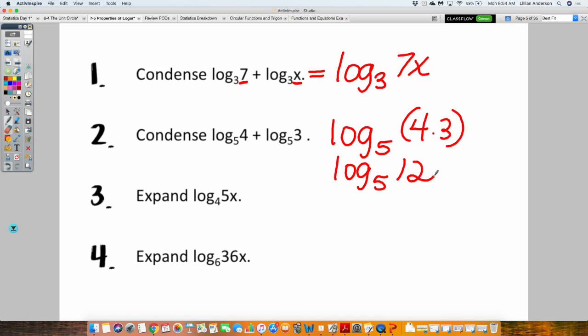So far, so good? Okay. You can also use the same property to expand them, but you have to be able to recognize 5x is the same thing as saying 5 times x. So you can expand it using addition, and this becomes log base 4 of 5 plus log base 4 of x. Everybody see that? Does that make sense? Same thing here with this one. This is 36 times x. So then it'll become what?